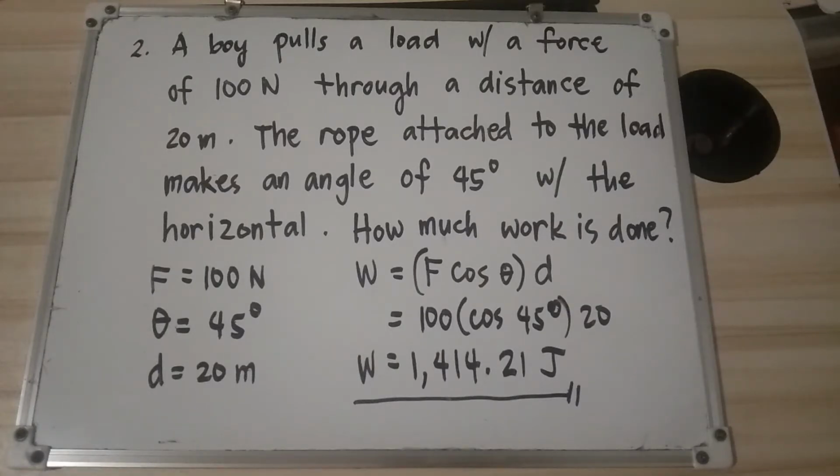Example, a boy pulls a load with a force of 100 newtons through a distance of 20 meters. The rope attached to the load makes an angle of 45 degrees with the horizontal. How much work is done?